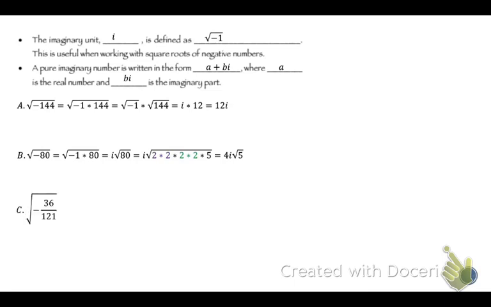This one, the square root of -36 over 121. Well, I can pull out the i because of the negative, so that's i times the square root of 36 over 121. Now, just like multiplication, how you can split it up, we can do the same with division. You can split that up. So that's the square root of 36 over the square root of 121. The square root of 36 is 6. The square root of 121 is 11. So that's 6i over 11.